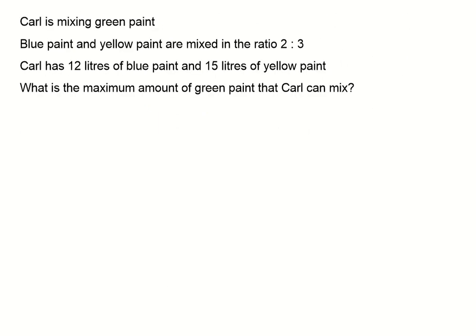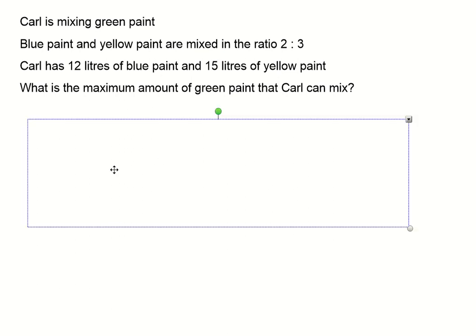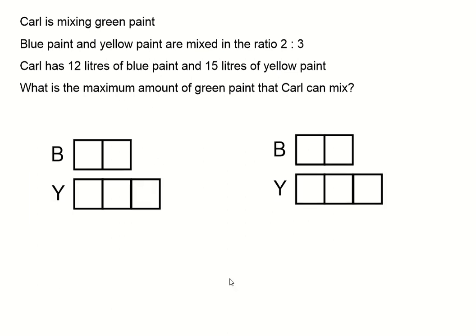So Carl is mixing green paint. Blue paint and yellow paint are mixed in the ratio 2:3. Carl has 12 litres of blue paint and 15 litres of yellow paint. What is the maximum amount of green paint that Carl can mix? Now in this situation, because we've got 2 separate quantities, that means we need to answer this question 2 separate times, just dealing with one of those quantities at a time. So this question is actually going to be done twice.